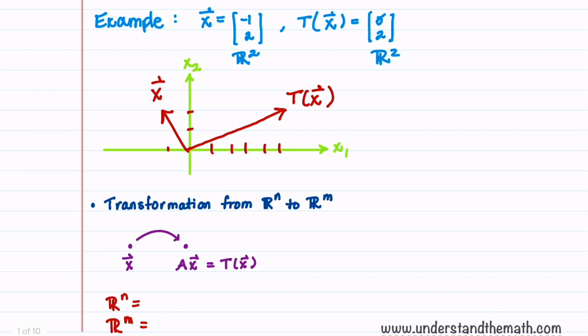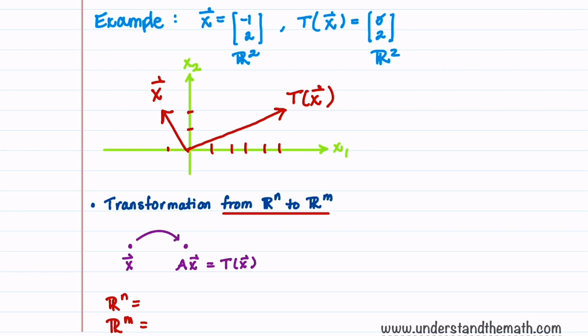In order to determine the domain and codomain of a linear transformation, we need to consider a transformation from Rn to Rm. This is our most general transformation. In the example above, both x and T of x are elements of R2. So the transformation went from R2 to R2 and didn't change dimension. Now we're going to look at a more general transformation that can change dimension as it goes from Rn to Rm, but let's keep in mind that m could equal n.